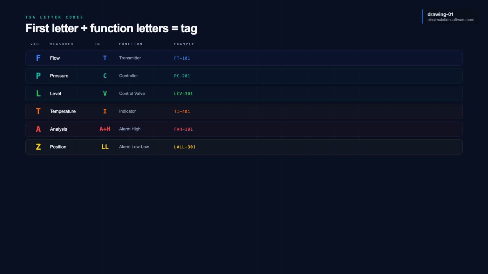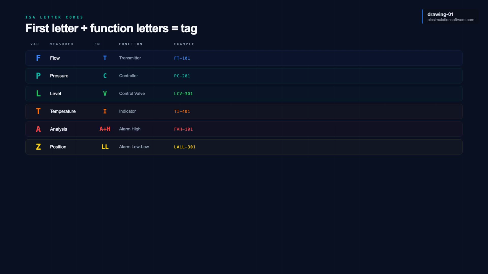D is density. S is speed or frequency. Z is position, used for valve position feedback. Second and following letters give you the function. T is transmitter. The transmitter sends a 4 to 20 milliamp or digital signal to the controller. C is controller. It receives the process variable, compares it to the set point, and calculates the output.